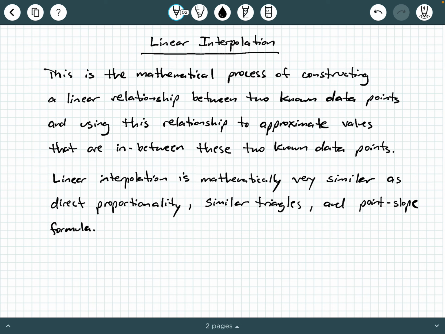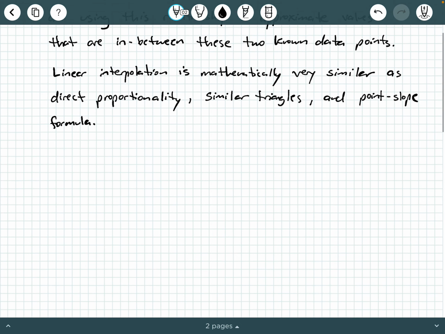Okay, so let me draw a little sketch to conceptually show what we're doing. Let's say that we have a set of coordinate axes, and let's call them y and x, and let's say we have 2 points somewhere on this set of coordinate axes, and let's say this point is defined by a comma b, and this point up here is defined by c comma d.